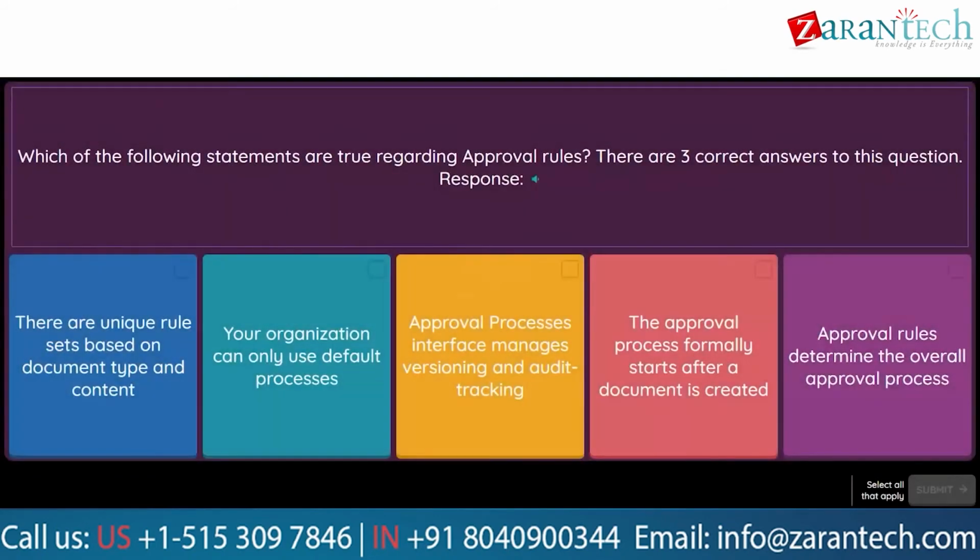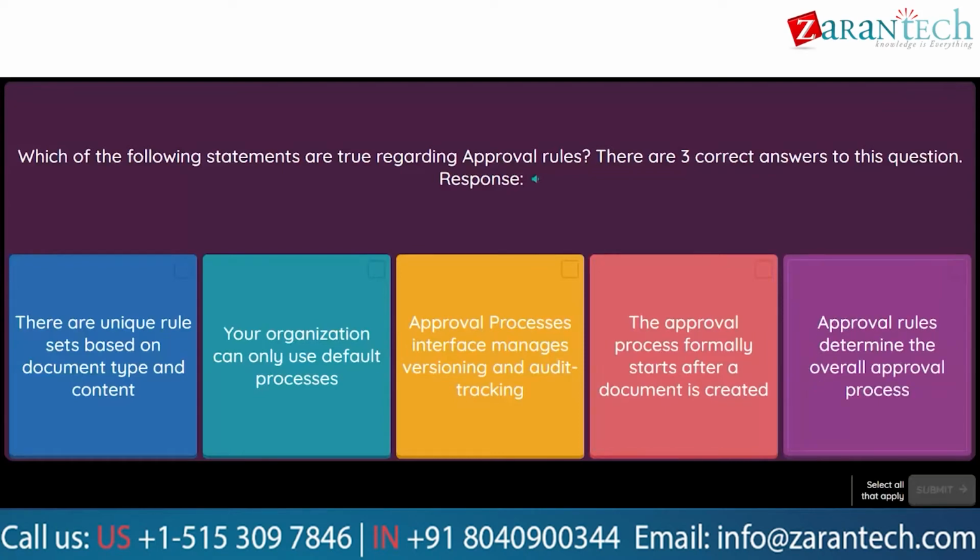Question: which of the following statements are true regarding approval rules? There are three correct answers to this question. Response. Option 1: there are unique rule sets based on document type and content. Option 2: your organization can only use default processes. Option 3: approval processes interface manages versioning and audit tracking. Option 4: the approval process formally starts after a document is created. Option 5: approval rules determine the overall approval process.